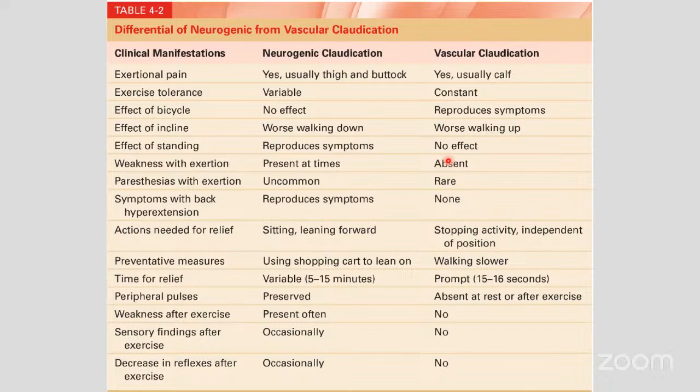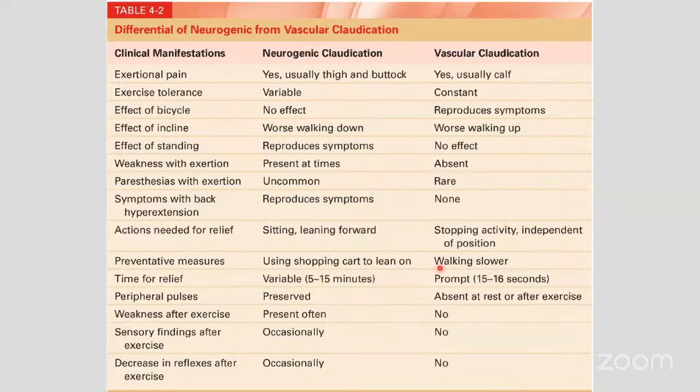Bicycling will not reproduce the symptoms in a neurogenic claudication, but will reproduce symptoms in vascular claudication. The pain in vascular claudication worsens while getting down. It increases on standing, and it may present to us with weakness on exertion. Paresthesias are rare in vascular claudications. The back hyperextension worsens symptoms in neurogenic claudications. Same goes for sitting. Sitting and leaning forward will resolve the symptoms.